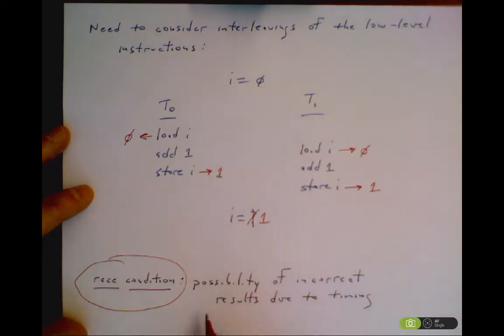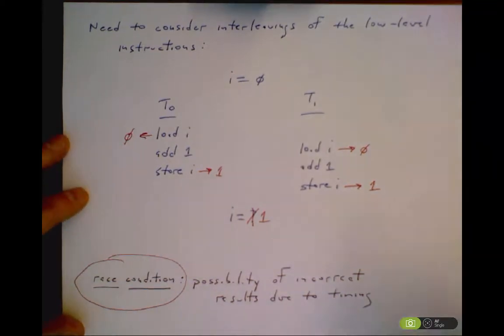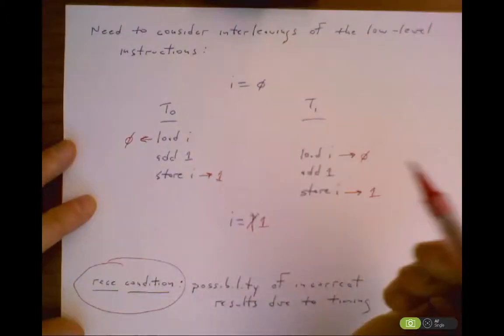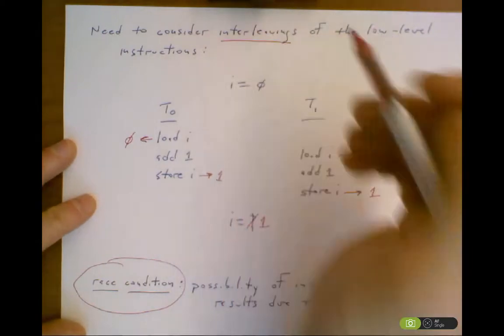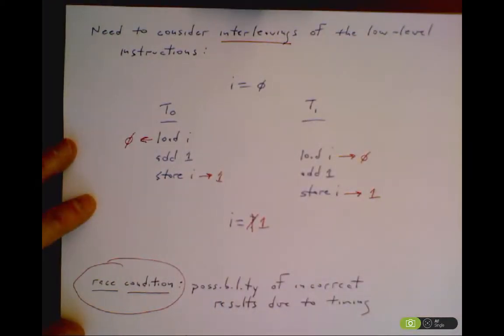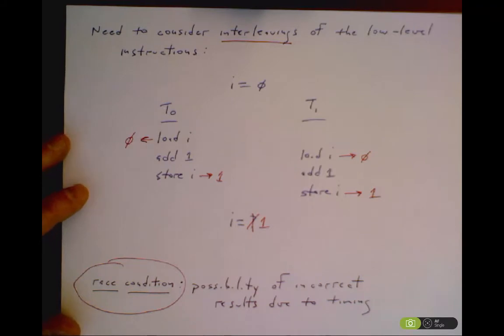One way to think about a race condition is that it's a possibility of incorrect results due to the timing of how the stream of instructions get executed relative to each other. What you really need to think about is to interleave those instructions in various ways and consider what happens. For the program to be correct, all possible interleavings have to lead to the right answer.